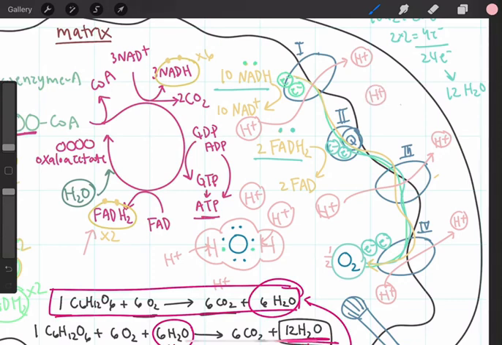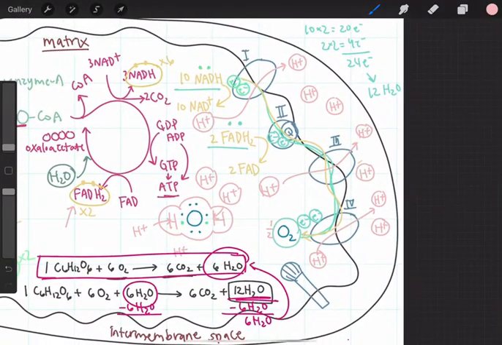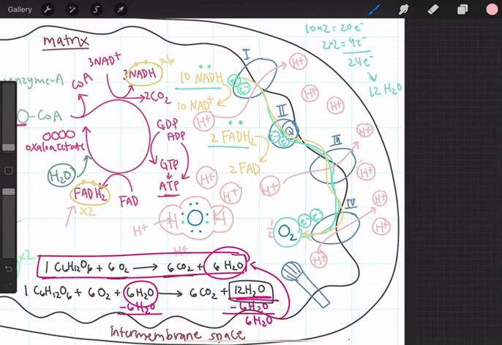So there's going to be an accumulation of these protons, which over time is going to mean that the proton concentration in the intermembrane space is higher than the proton concentration in the matrix. So here we have high concentration. In the matrix, we have a low concentration of protons. Embedded in this inner membrane of the mitochondria is this ATP synthase. This ATP synthase is going to act as a channel through which protons can diffuse.